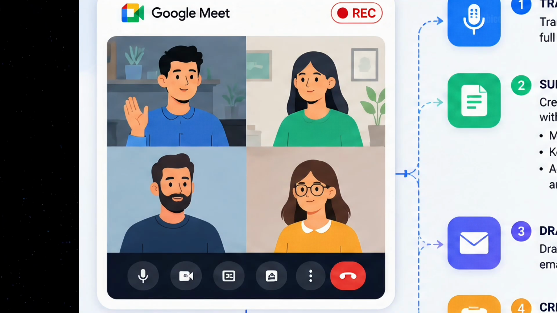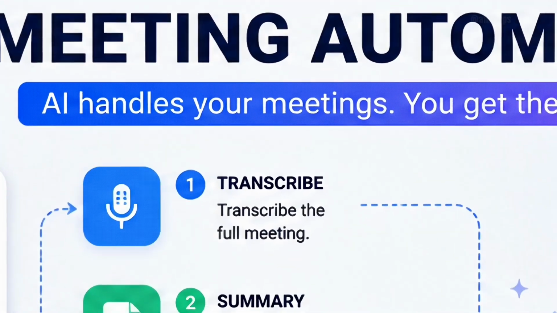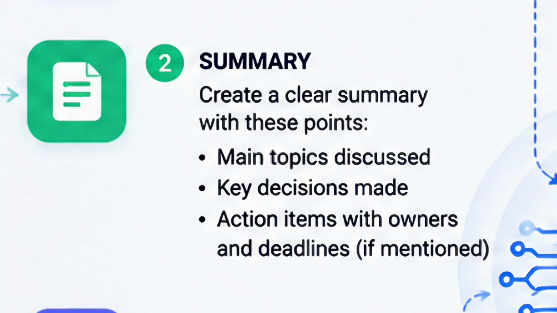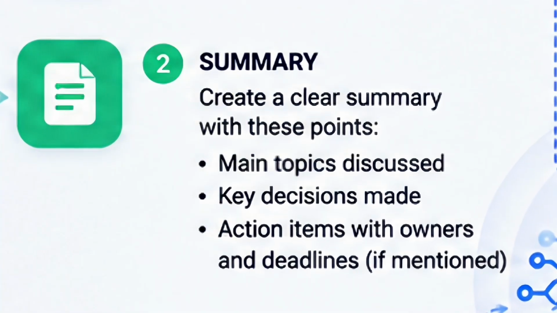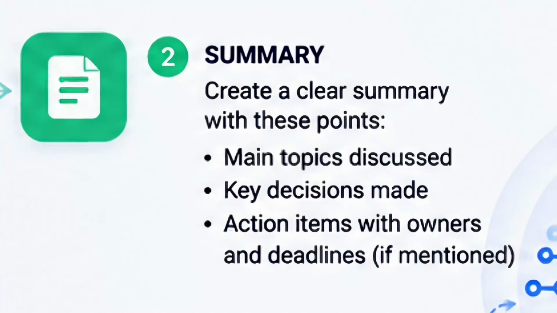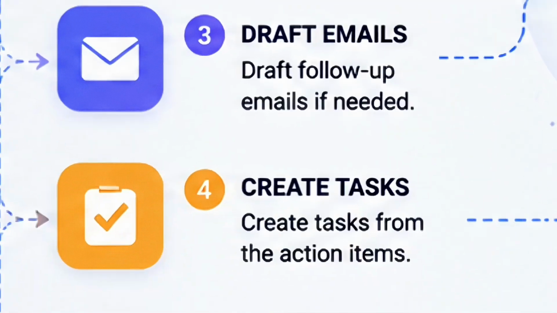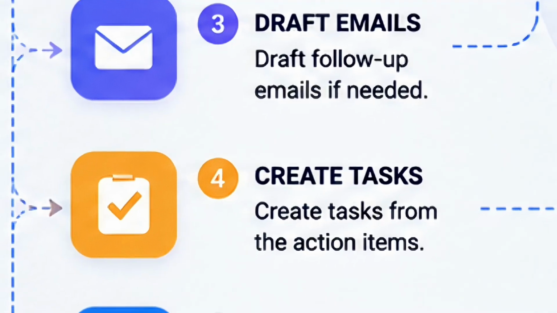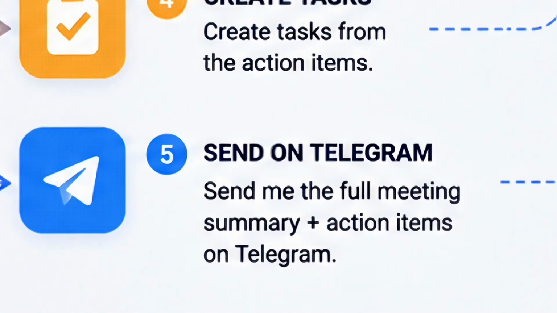After every Google Meet ends, do this automatically. 1. Transcribe the full meeting. 2. Create a clear summary with these points: main topics discussed, key decisions made, action items with owners and deadlines if mentioned. 3. Draft follow-up emails if needed. 4. Create tasks from the action items. 5. Send me the full meeting summary plus action items on Telegram.